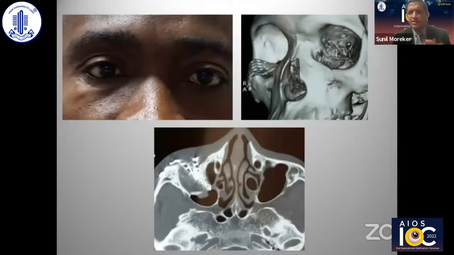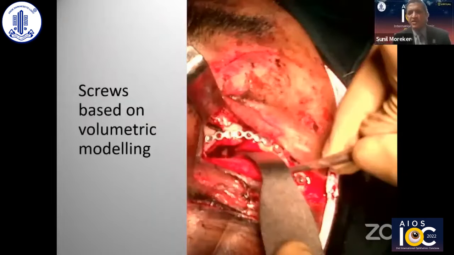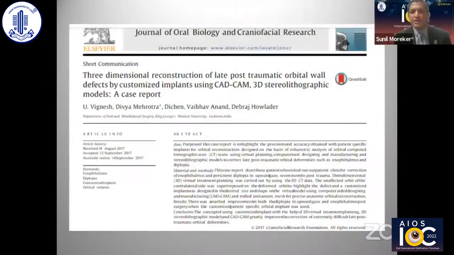I slightly beg to differ that titanium does not work well. For us, it does. So probably the way in which you use it is what really matters. Sometimes you have to screw based on volumetric modeling. So you have to keep the screw with the fracture fragments far away. You don't want to bring them closer, so that you don't want compression of the optic nerve.